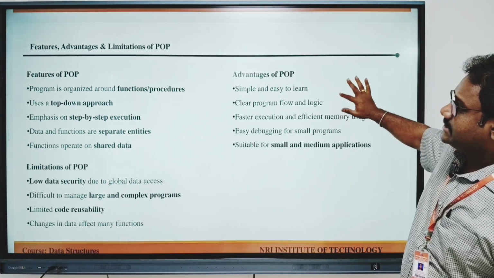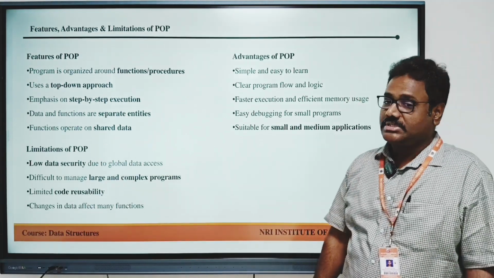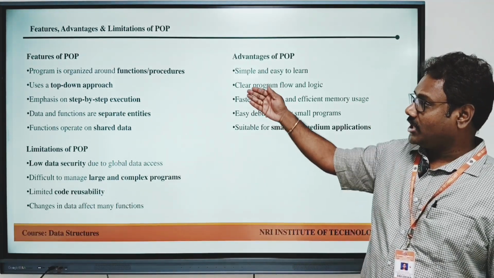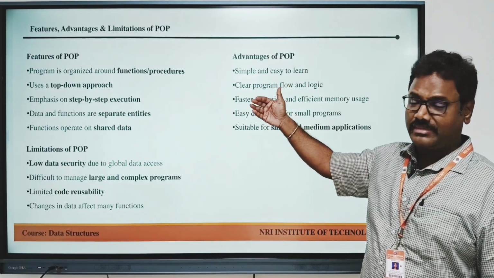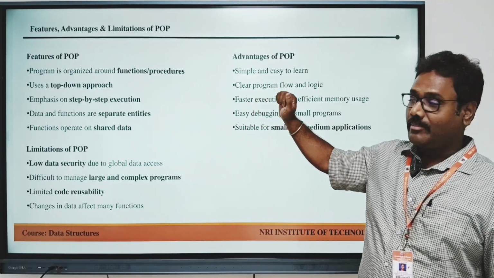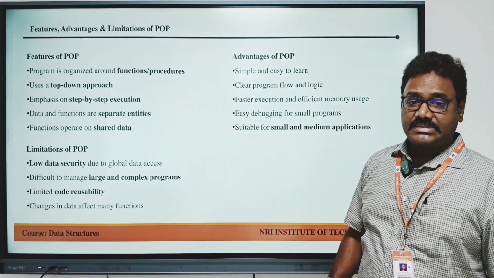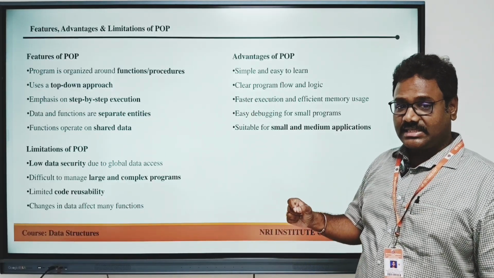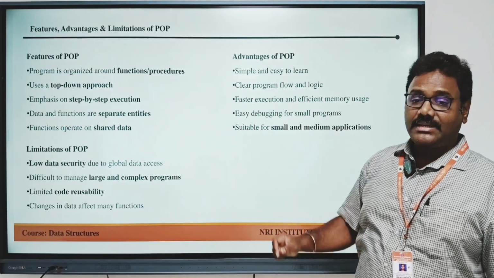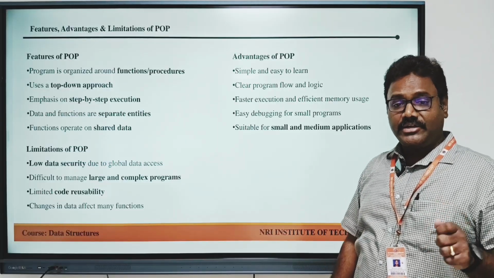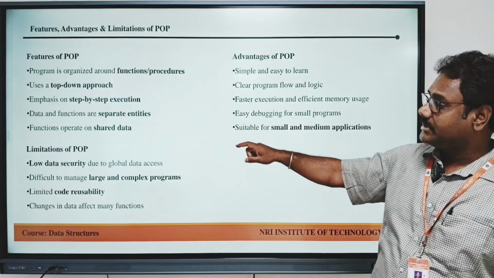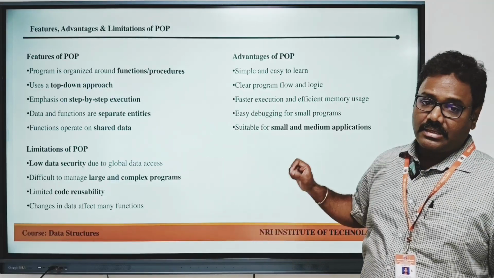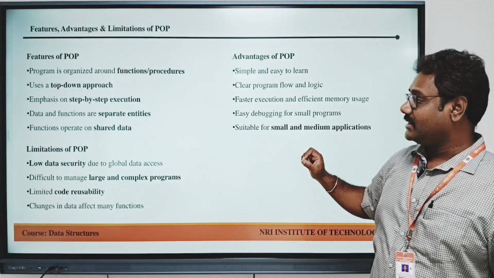Next, features, advantages and limitations of procedure-oriented programming. The program is organized into functions or procedures, sometimes called methods. It uses the top-down approach. The emphasis is mainly on step-by-step execution of the code. Data and functions are treated as separate entities. There is no relation between data and functions, and functions operate on the shared data.